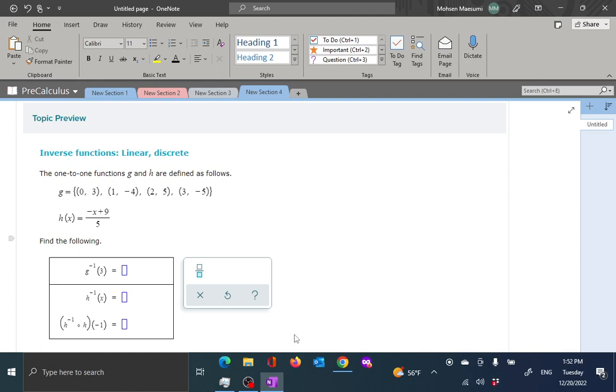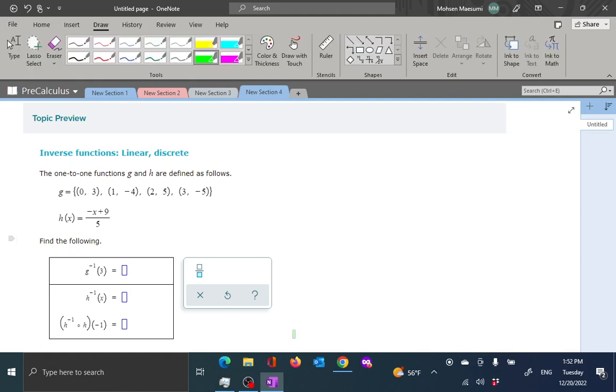Here are two short problems we are going to look at. The topic is inverse functions, linear and discrete. Discrete is the first example and linear is the second example. We are asked a set of simple questions. If this is the function g, what is g inverse of 3?